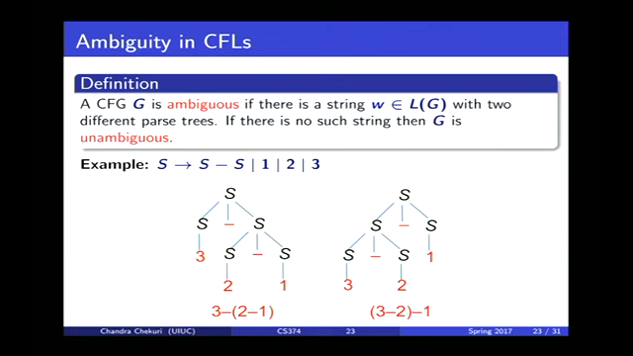And let's take this grammar. S goes to S minus S, or 1, 2, or 3. Okay, so what does it generate? It generates many things, but it will generate the string 3 minus 2 minus 1, right? You see that it will generate 3 minus 2 minus 1. Okay, what is the meaning of 3 minus 2 minus 1?